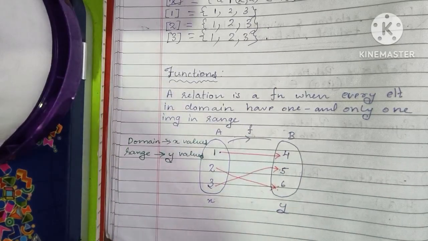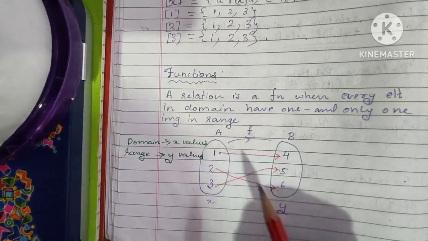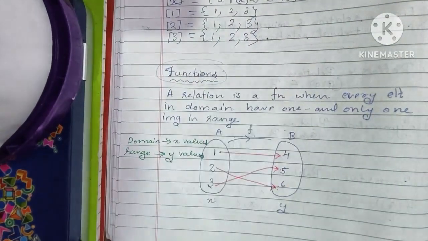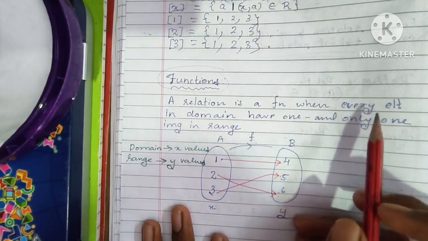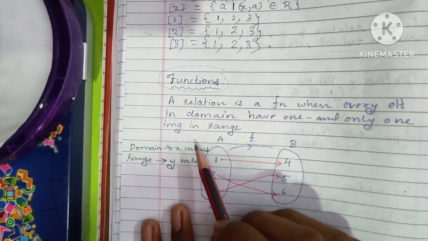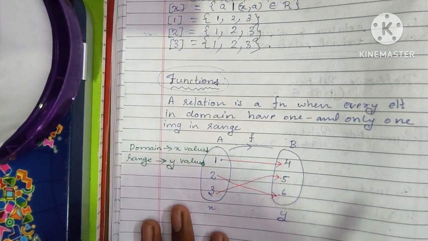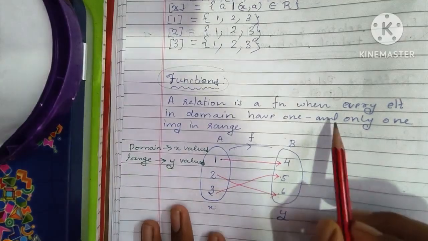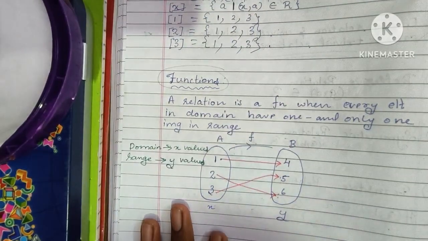Hello everyone. Today we are going to start the next topic of the chapter relations and functions, which is functions. So let us look at this topic. A relation is a function when every element in the domain has one and only one image in the range. So all functions are relations. But if a relation is a function, then it should satisfy the condition that every element in the domain has one and only one image in the range.